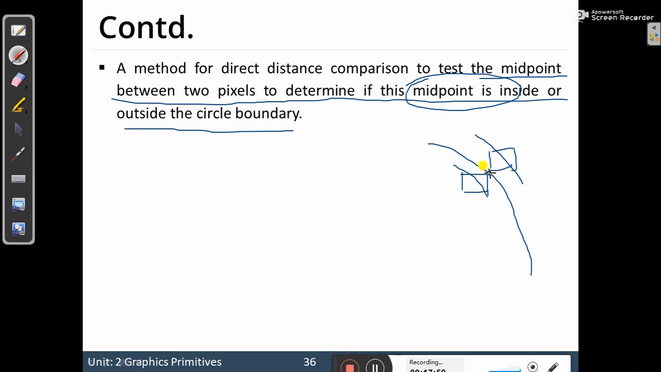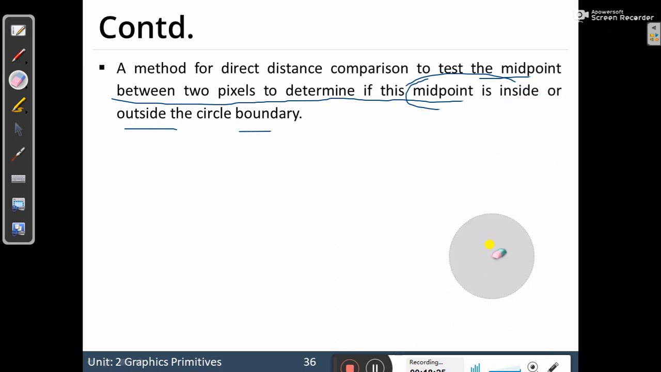Suppose the midpoint of the two candidate pixels is this one. Then we check whether it is inside the circle boundary or outside the circle boundary. In that way we can choose the candidate pixel, and that candidate pixel will be the one plotted on the monitor.